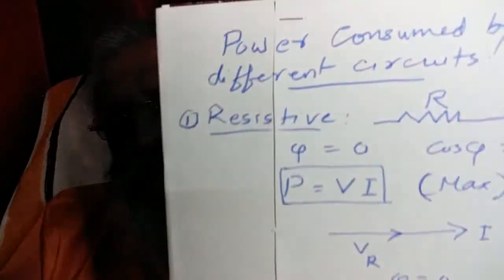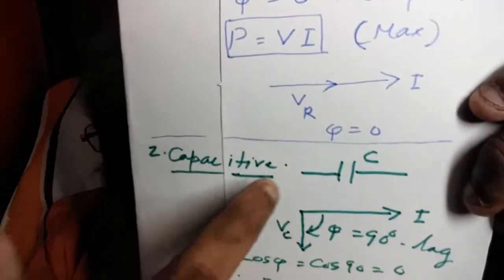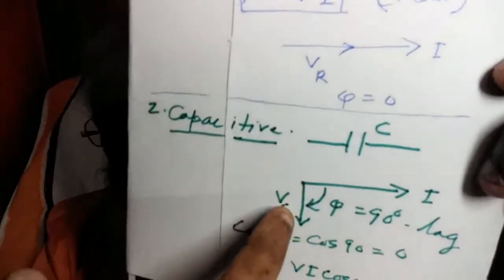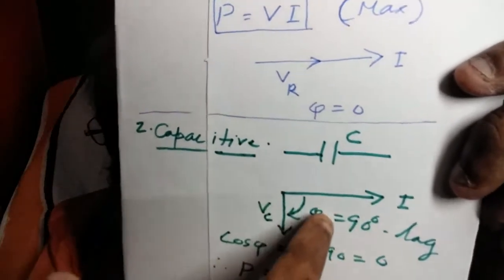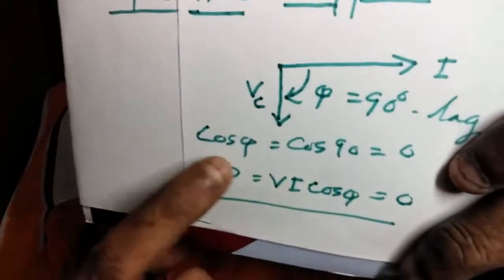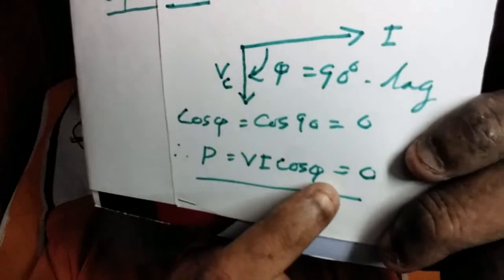Then, next element is capacitor. In capacitor, current leads on applied voltage by 90 degree phase, or voltage lags behind current by 90 degree. That means phase difference is 90, so power is VI cos 90, that is 0. That is, capacitor does not consume power. Resistance is called wattful element in AC circuits. Capacitor is a wattless element in electric AC circuits. It doesn't absorb any power.